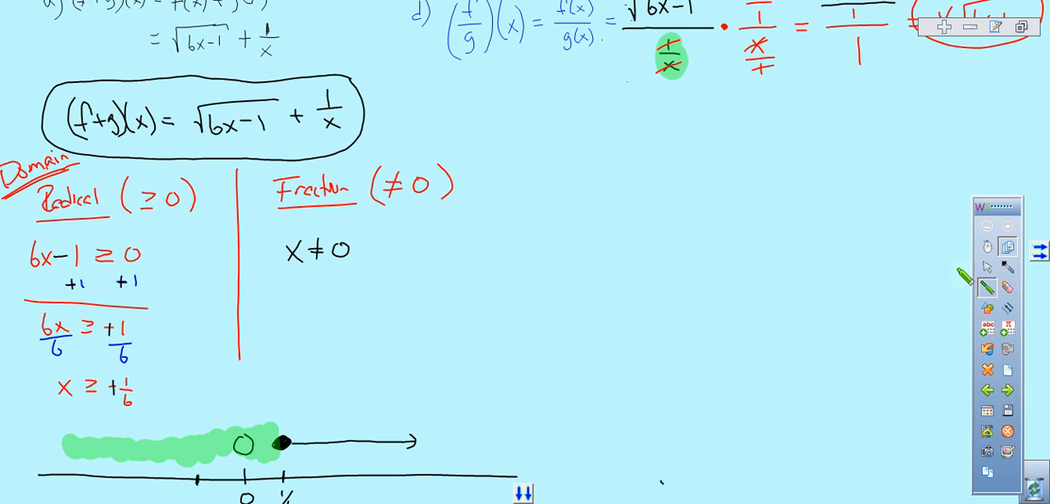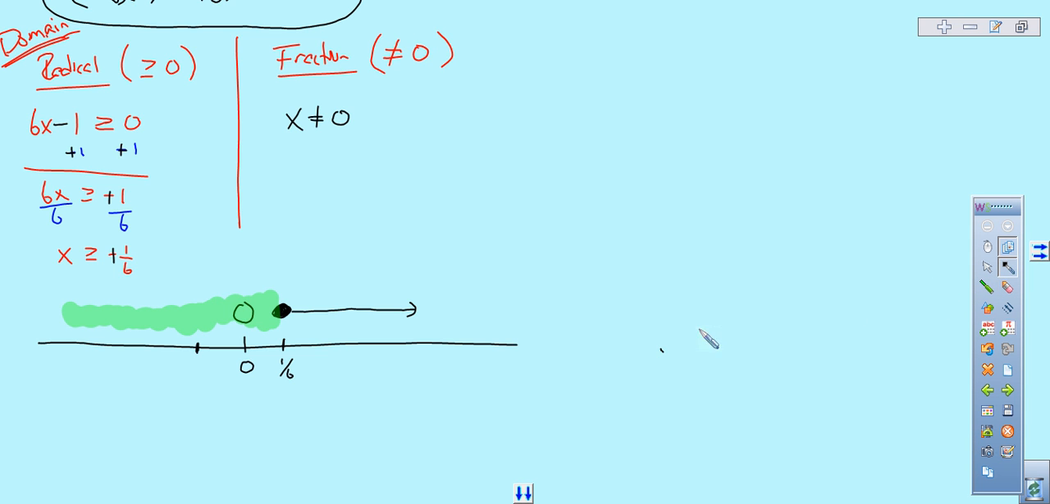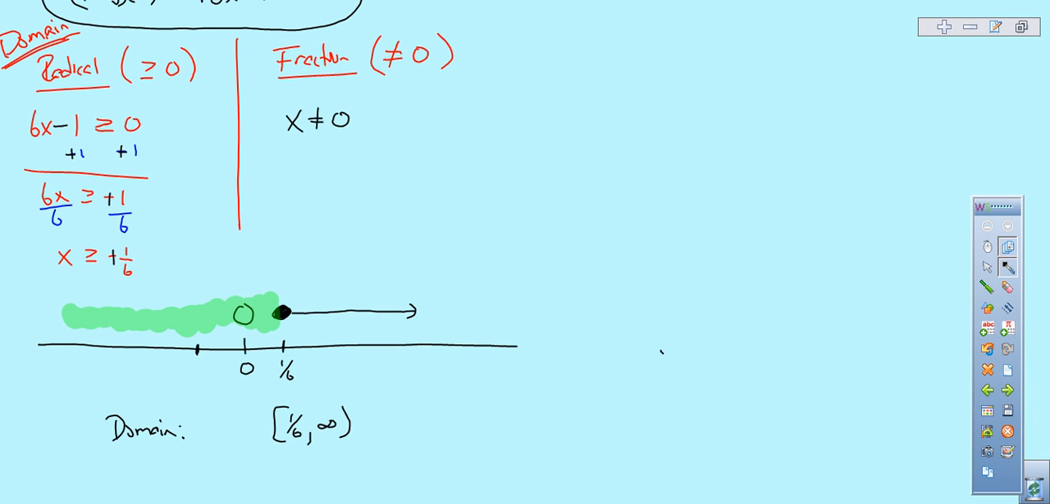So in that case, my domain for this guy is going to start at 1/6, so I use a bracket. I'm including it because it's equal to, and I'm going to go to infinity. So my domain for this particular function would be 1/6 to infinity. Take a look at the next one.